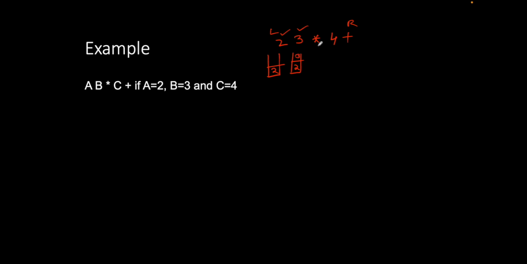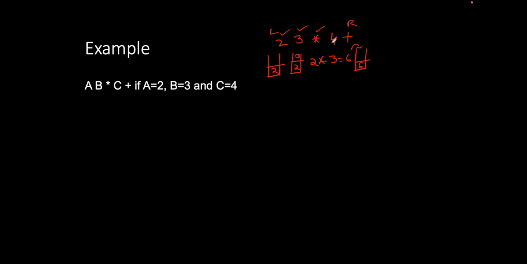Next one is an operator. I will pop the first element, that is 3. I'll pop the next element, that is 2. So 2 into 3 is equal to 6 here. I will take a stack again. Already my stack is empty because I have popped both elements here. So I will push this value into the stack. My stack will be something like 6 here.